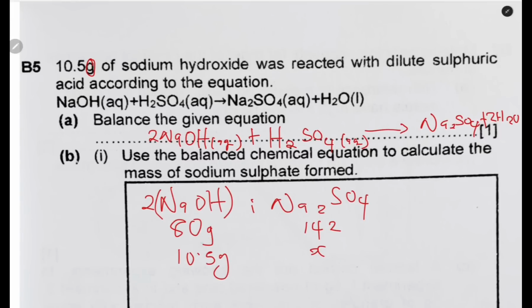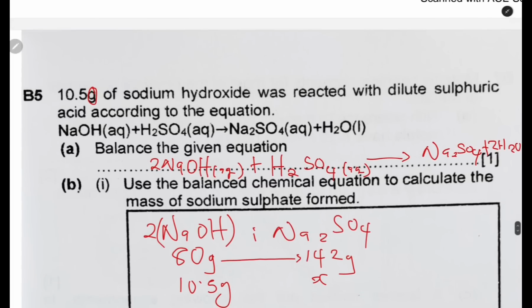So what it means here is that 80 grams of sodium hydroxide is reacted with acid to produce 142 gram of sodium sulfate. What about if 10.5? Some of you might ask, where is 10.5 coming from? It is coming from there. Where is 80 coming from? I just found the molar mass of sodium hydroxide, but since there are 2, I've multiplied the number that I found with 2, giving me 80. Sodium hydroxide 40, multiply 2, 80.